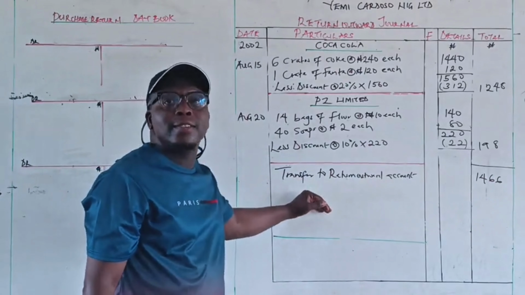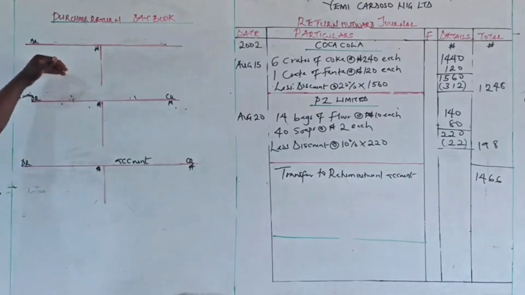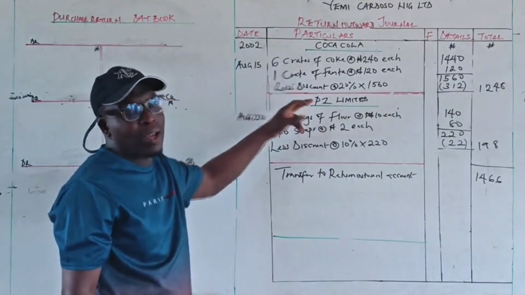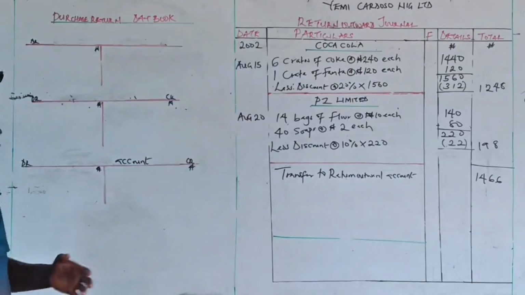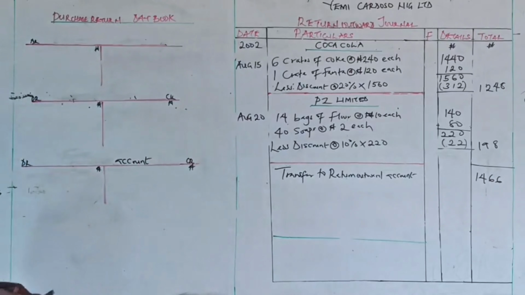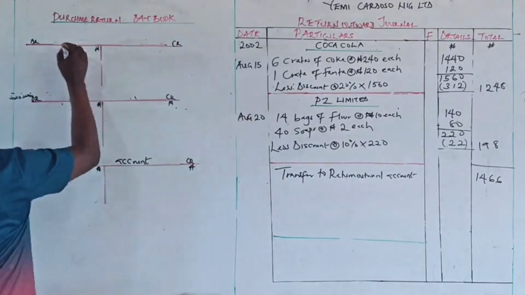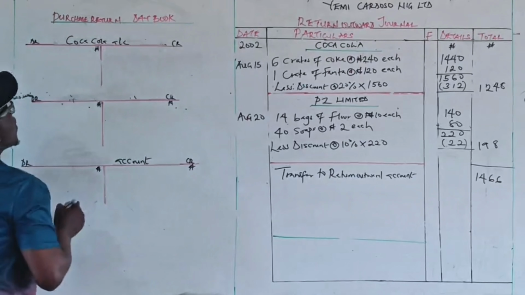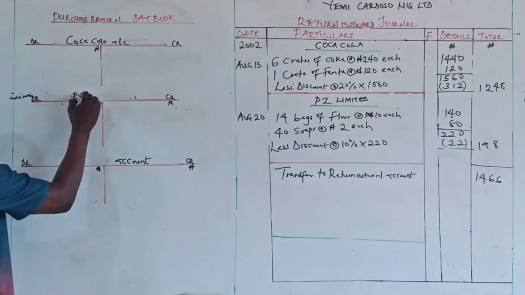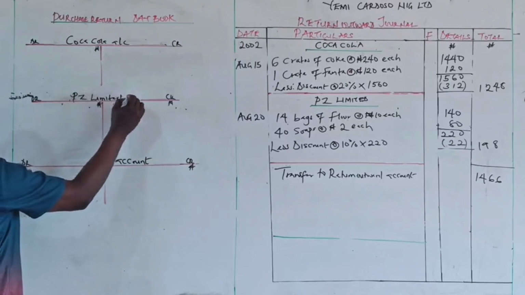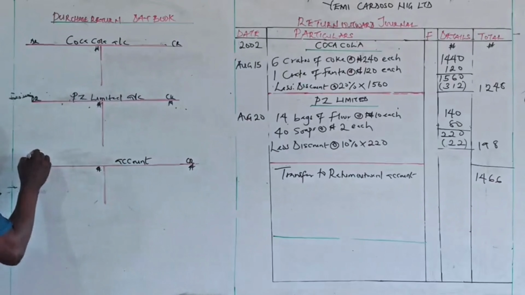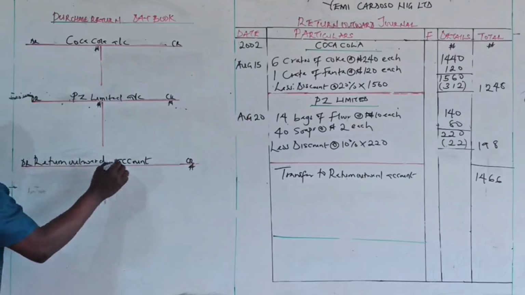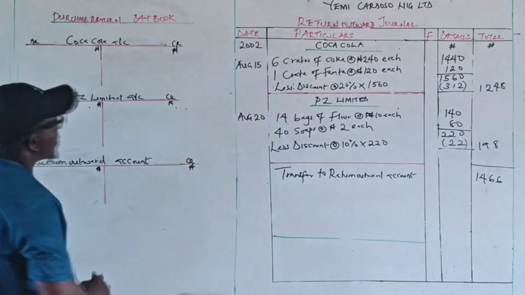So once we are done with this, we prepare our ledgers. We have how many accounts here? We have the Coca-Cola account, the BZ Limited account, and the return outward account itself. So we have already prepared 3 ledgers. From these 3 ledgers, we are going to have the Coca-Cola account, the BZ Limited account, and our return outward account.